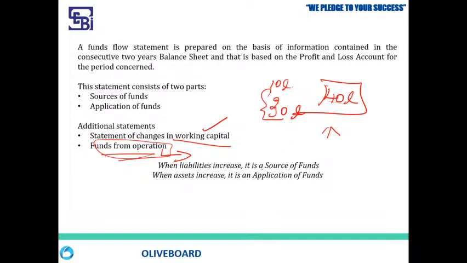Now take it the opposite way. Asset increases. I already have machinery of 10 lakhs. Now I am purchasing one more machinery worth 40 lakhs. Now total asset has increased to 50. Understand what is happening. You paid that 40, you took that asset. So fund is going out, you used that fund. It is called application of fund. So remember this. Whenever liability increases, it is a source of fund. Whenever asset increases, it is an application of fund.